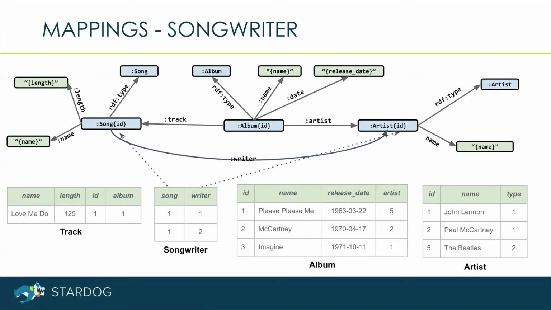So each row of this table is then mapped to a single triple in RDF, which you can see along the bottom there. It's taking song 1 and linking it to artist 1, or song 1 and linking it to artist 2 from that writer predicate. So for each of these tables, we write some amount of mapping, and then when you put them all together, you can see how the graph kind of comes out of it.